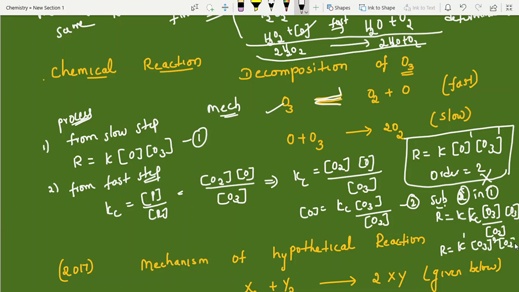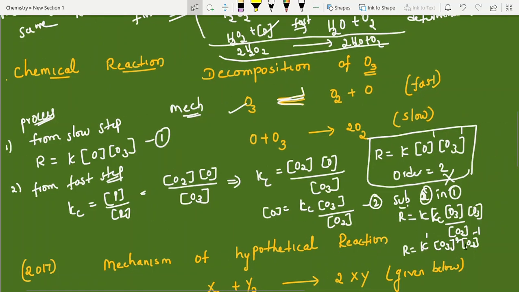O2 power minus 1. See, with respect to O3, order is 2. With respect to O2, order is minus 1. Here order can be negative. Order can be negative. We have to write like this. Is it clear, students? Clear?